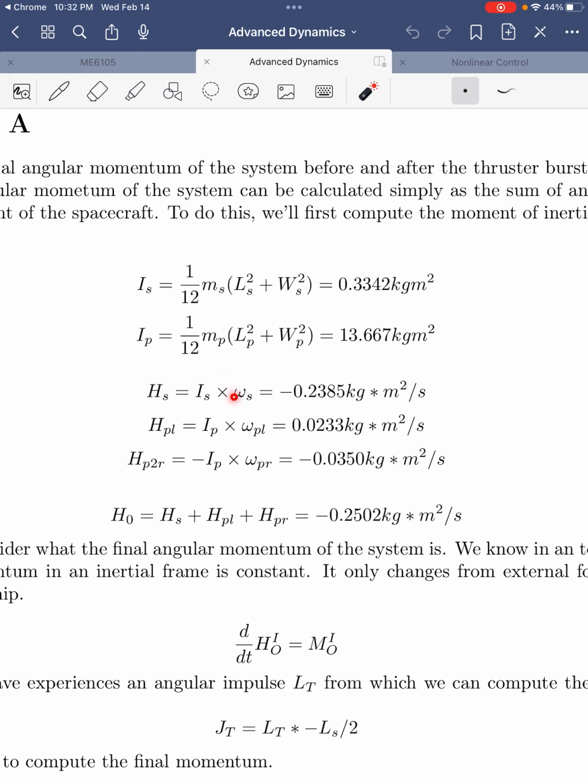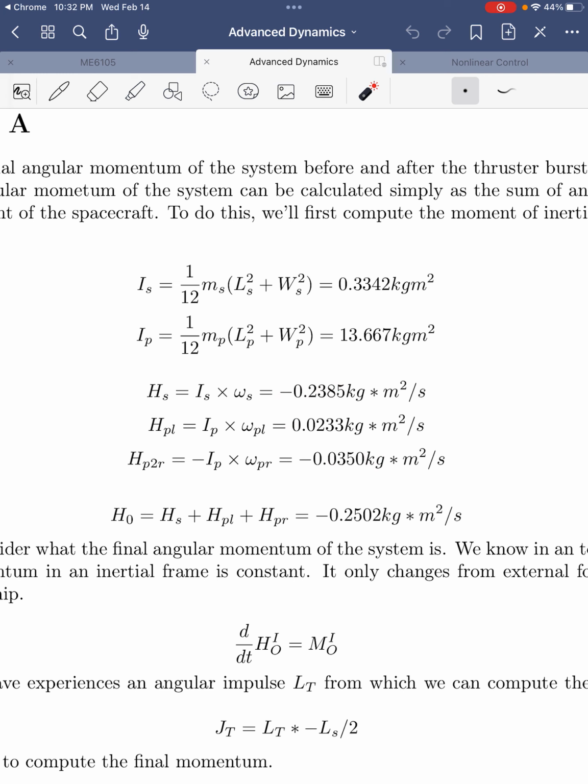So the next thing we can do is use the angular rate and the moment of inertia for each of those three elements to compute the angular momentum. Here we do that for the spacecraft body, minus 0.2385 kilogram meter squared per second. For the left panel, 0.023, and for the right panel, negative 0.035. Based on initial conditions, this makes sense because in the inertial frame, even though both panels are rotating at the same rate, the spacecraft body is also rotating. So when you add those up inertially, they're rotating at different rates. That's why they're not just direct inverses.